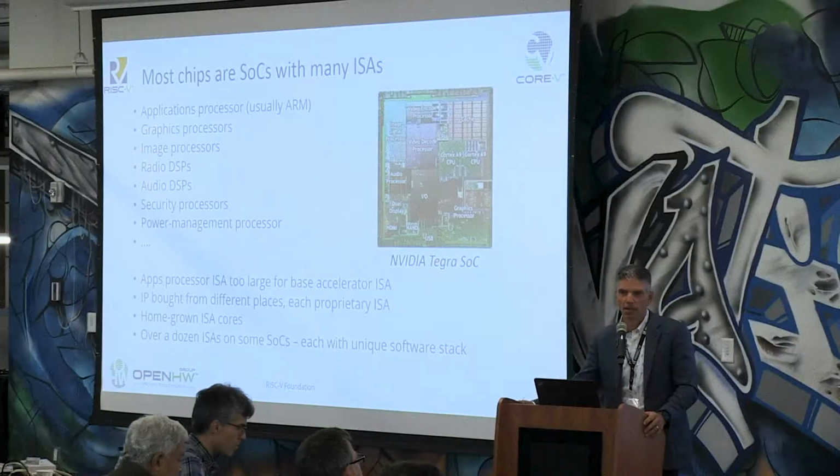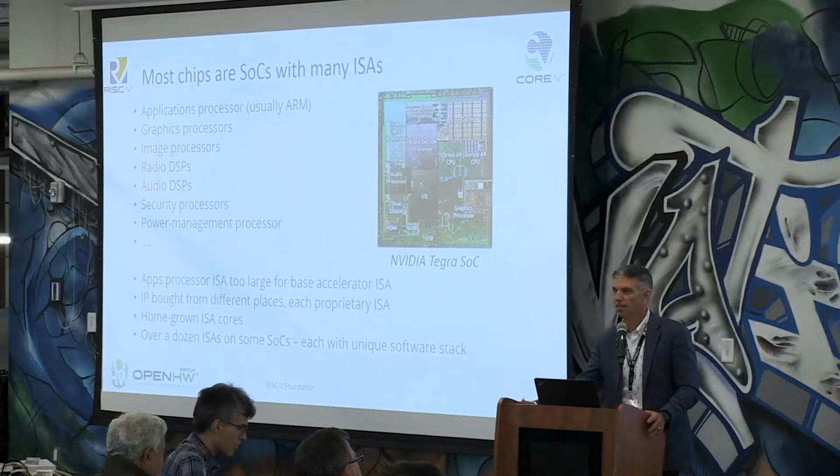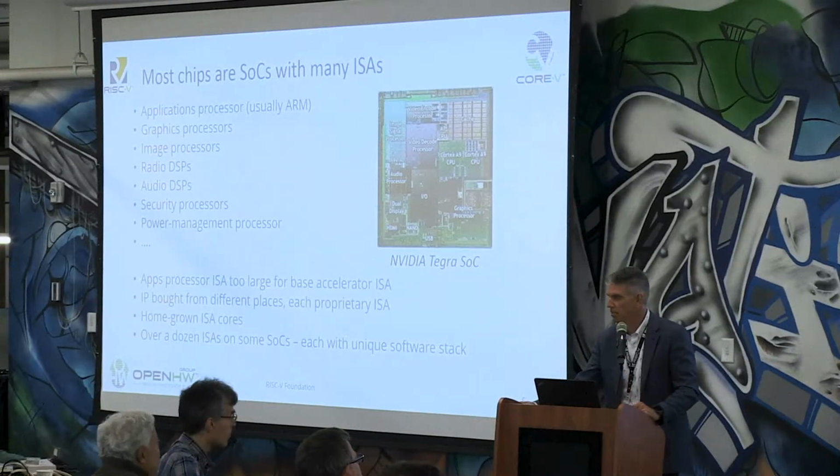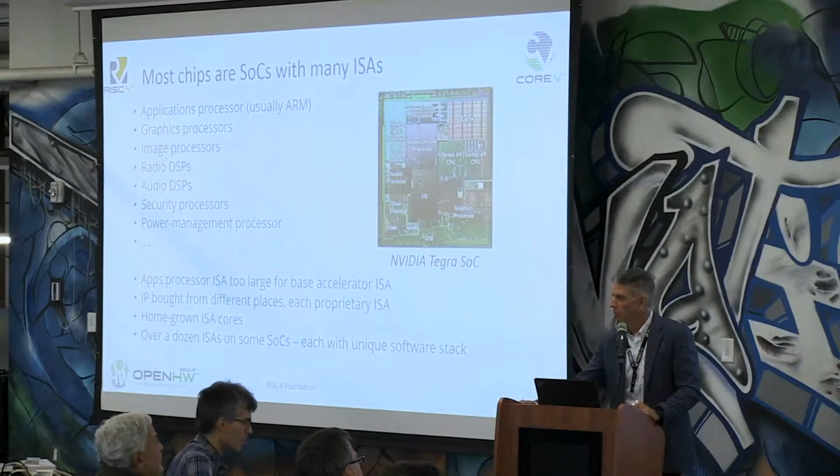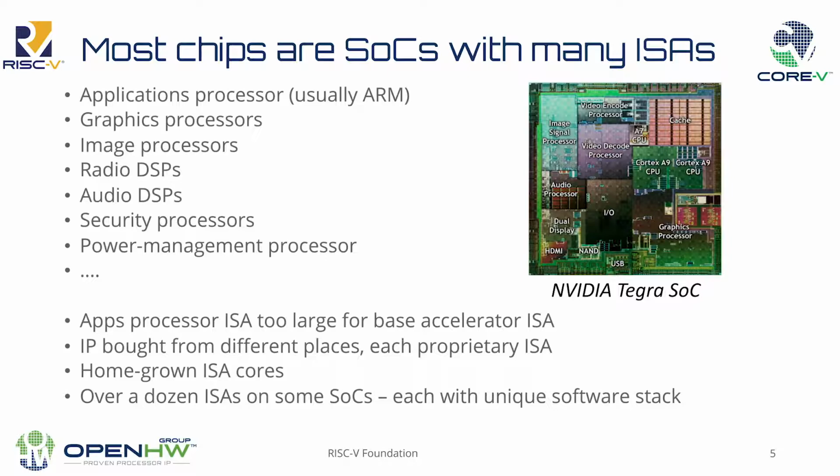So why isn't there one? Let's take a real-world example of what a typical SoC looks like, and I've got a Tegra SoC up here from NVIDIA. What does it typically look like? There are dozens and dozens of processors on a modern SoC today.